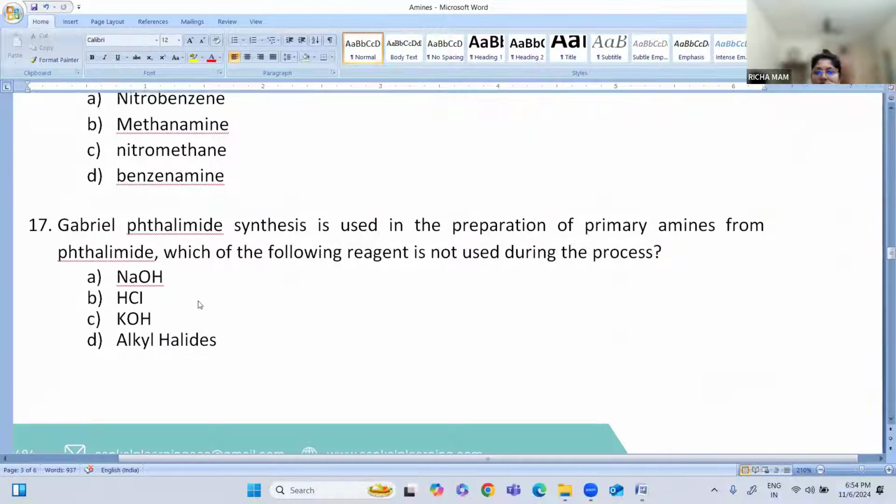Okay, next question. Gabriel phthalimide synthesis is used in the preparation of primary amines from phthalimide. Which of the following reagent is not used during the process? A, NaOH, B, HCl, C, KOH, and D, alkyl halides. Gabriel phthalimide synthesis is used in the preparation of primary amines from phthalimide. Which of the following reagent is not used during the process?